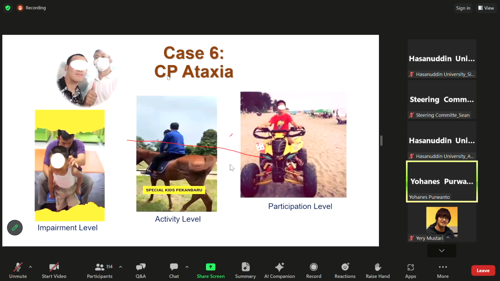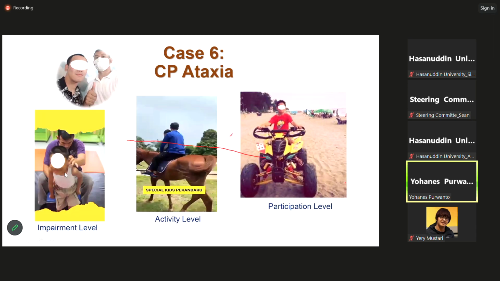The last case is CP ataxia. This problem is because of an injury to the occipital lobes, from bleeding of the occipital lobes due to head trauma, and then the problem is mostly in the cerebellum lobes. And then we started the intervention to build postural tone, make a good base of support, and then work on balance.